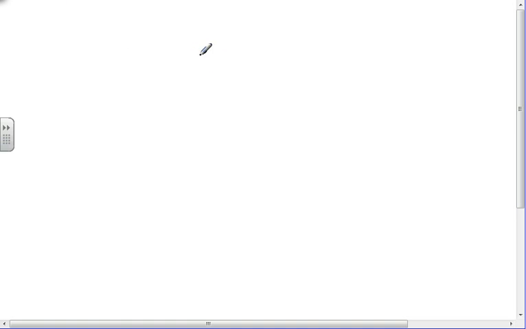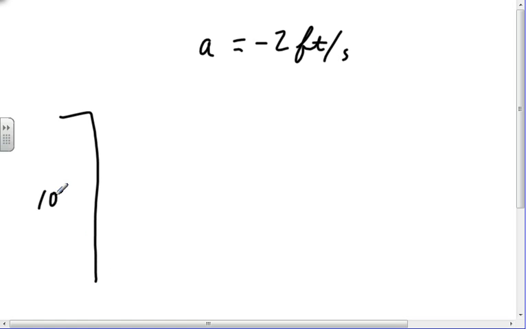So if I say my acceleration is 2 feet per second on some planet, and it's negative because I'm falling down, then if I'm on some building and I'm 100 feet up and I jump off the building, how fast am I going to be going when I hit the ground? Well, my differential equation says that change in velocity, change in time is my acceleration.